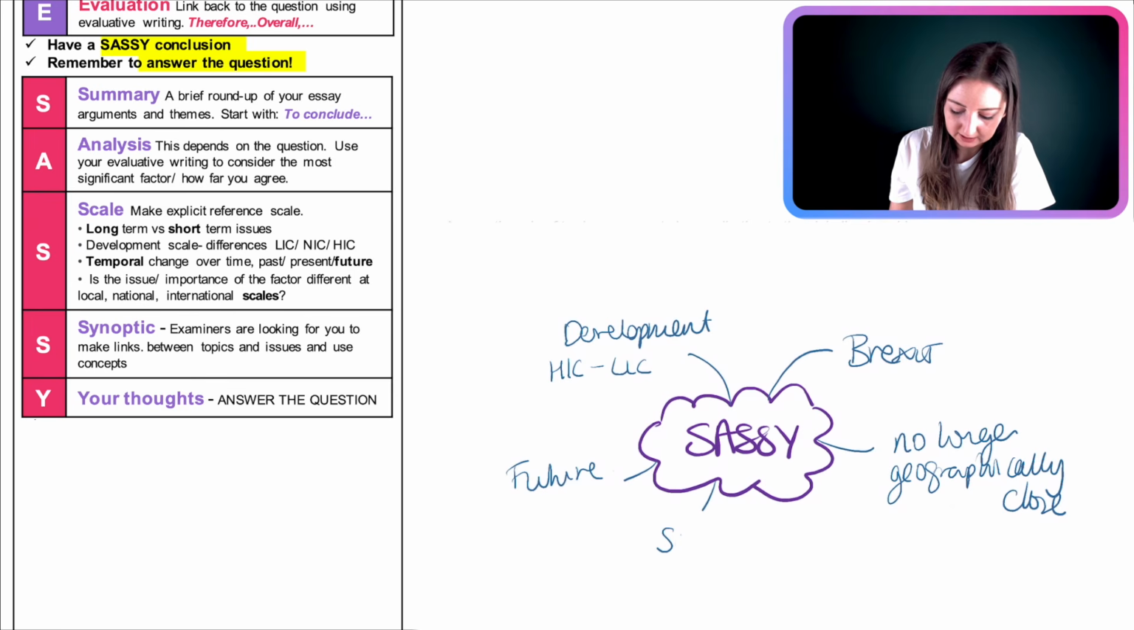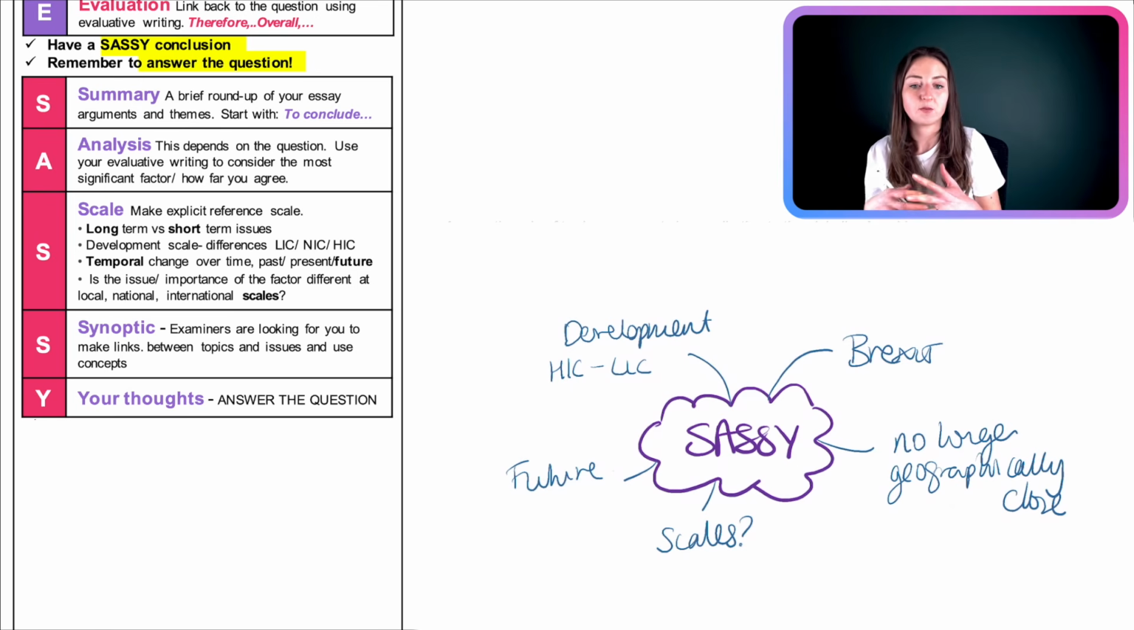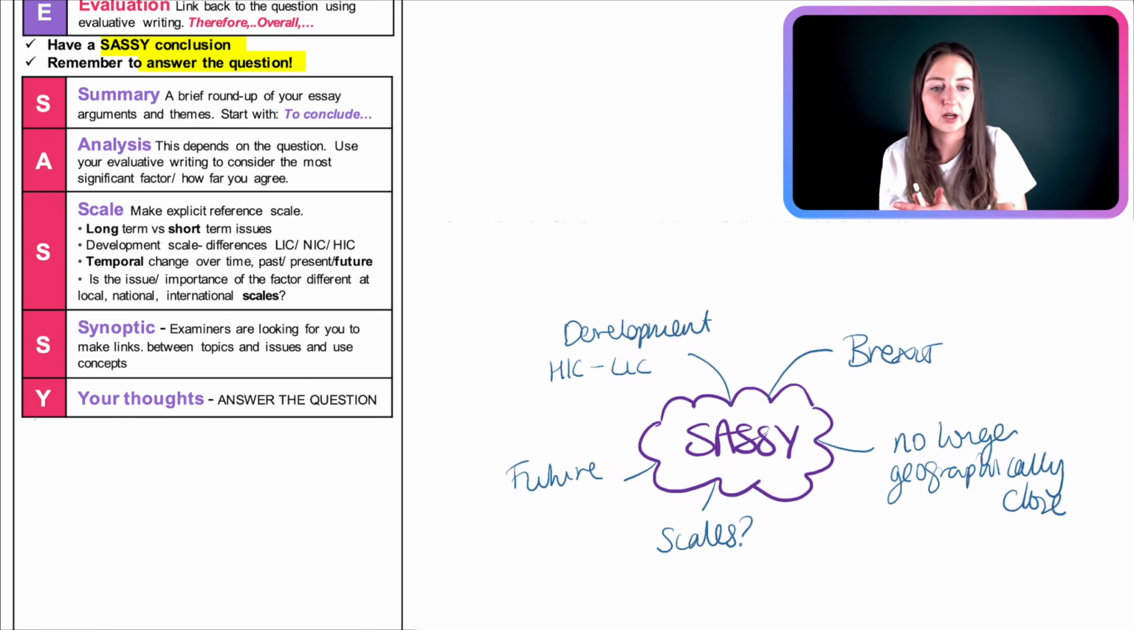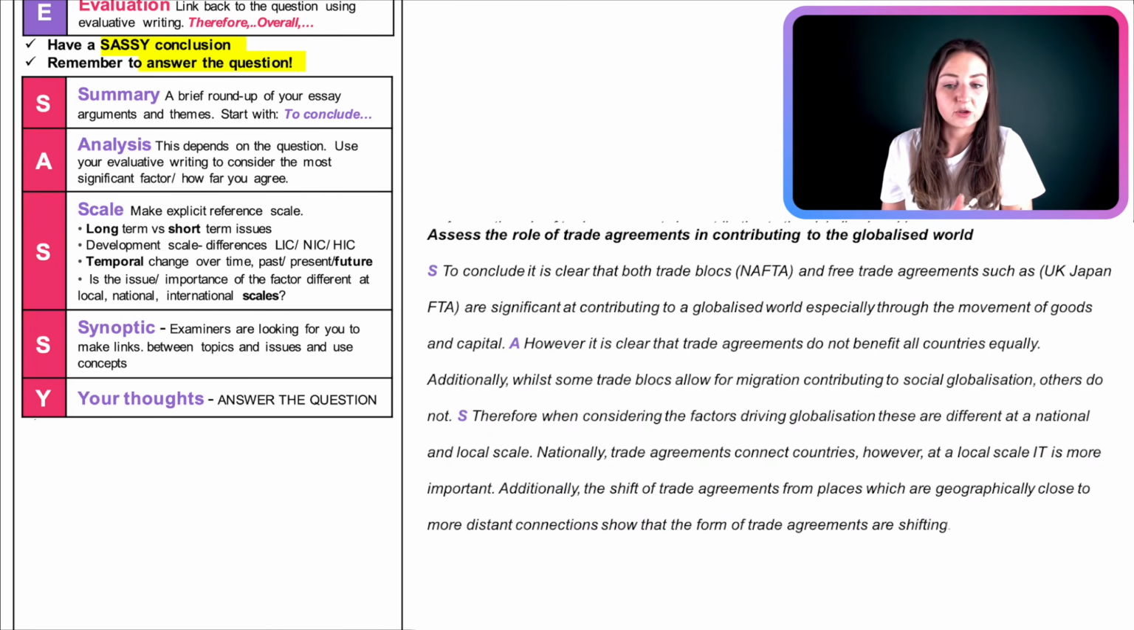Does it also occur at different scales? And this is what we talked about, the local and the national. So you might say that actually for local people connecting, technology might be more important. So you want to really think about these, and this takes practice. For example, you might say, therefore, when considering the factors driving globalization, they might occur at different national and local scales. So whilst trade agreements might be most important for countries to connect, if individuals are connecting in a globalized world, maybe technology is more important.